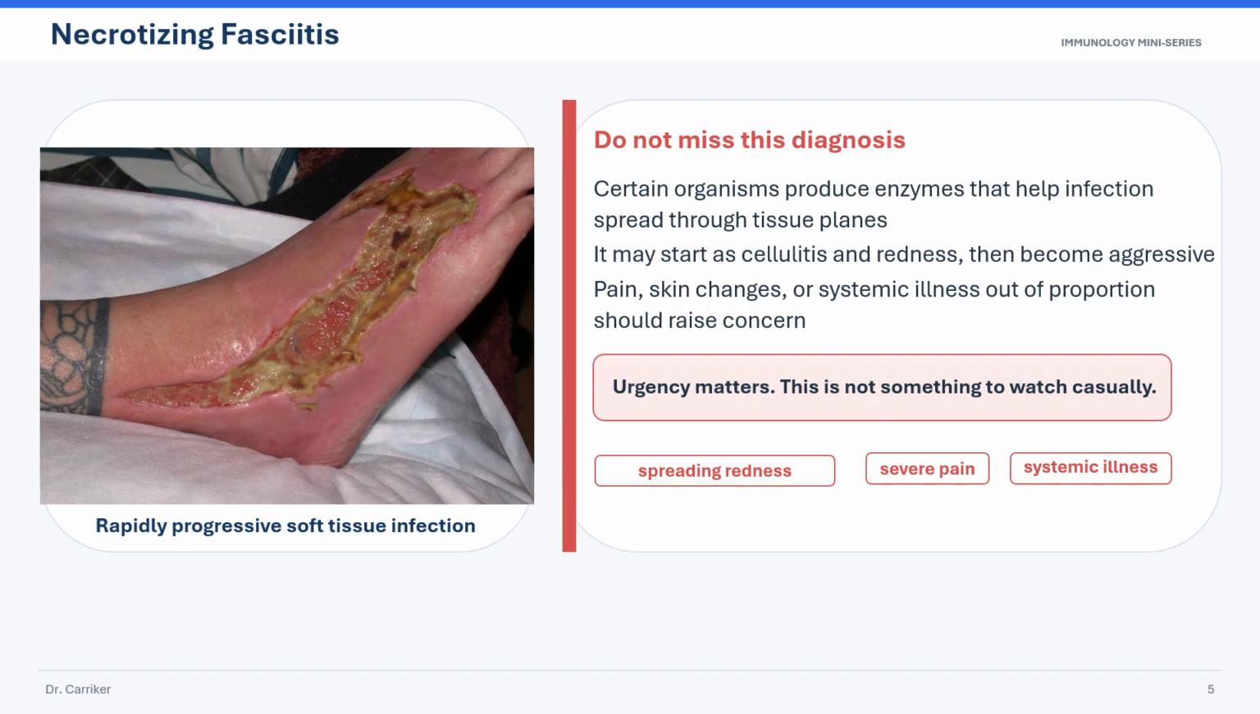Necrotizing fasciitis is where the enzymes may cause the strep to actually eat the flesh around the infection. Now, in the image that we see, the tattoo may actually have been the cause of the disease. How long would it take to get this bad? Well, typically starting as cellulitis and redness, but usually less than a week, and it gets pretty aggressive. So urgency matters. It's not something to watch casually, but rather don't miss the diagnosis, refer it out if we have this particular sign in front of us.